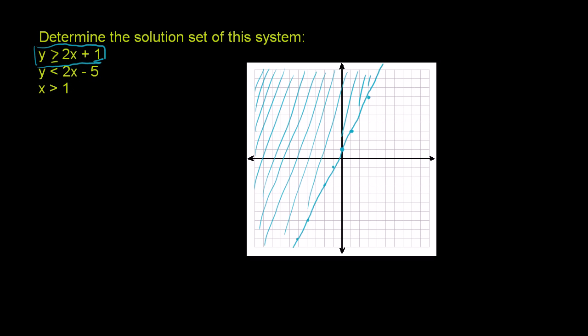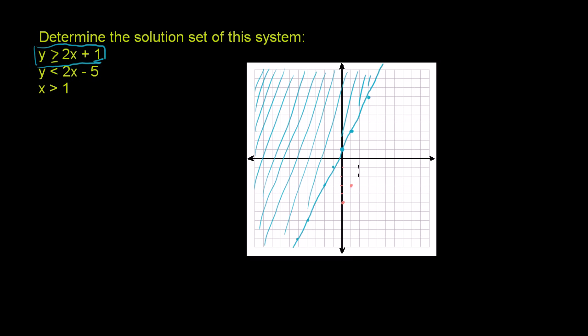Now let's do the second inequality. The second inequality is y is less than 2x minus 5. So if we were to graph 2x minus 5, something already might jump out at you, that these two are parallel to each other. They have the same slope. So 2x minus 5, y-intercept is negative 5. X is 0, y is negative 1, negative 2, negative 3, negative 4, negative 5. Slope is 2 again. And this is only strictly less than, so we're not going to actually include the line.